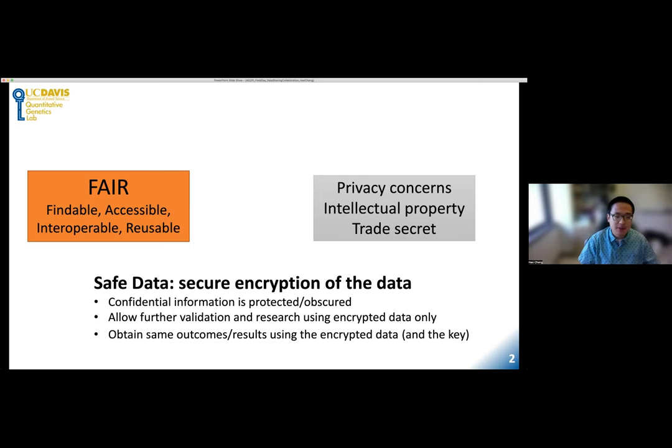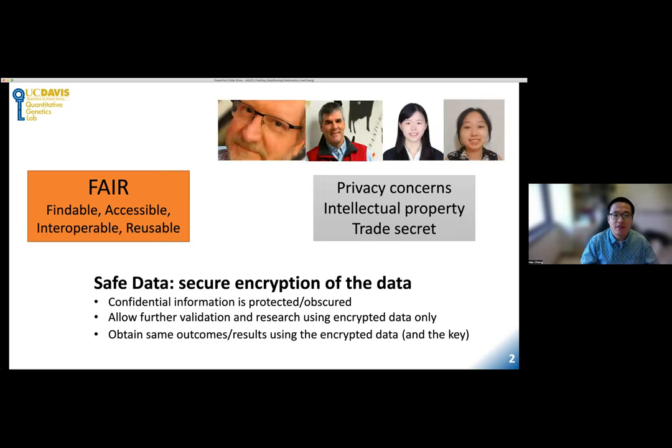And in some sense, by using the encrypted data and sometimes the key, basically the key you use to encrypt the data, we'll be able to obtain the same outcomes and results. I will give you more details. For this project, we work with Richard Moore from University College London in the UK, whom Jack also mentioned. Jack and two of my students, TNG and Donna, contributed a lot to the slides and the results I'm going to present today.